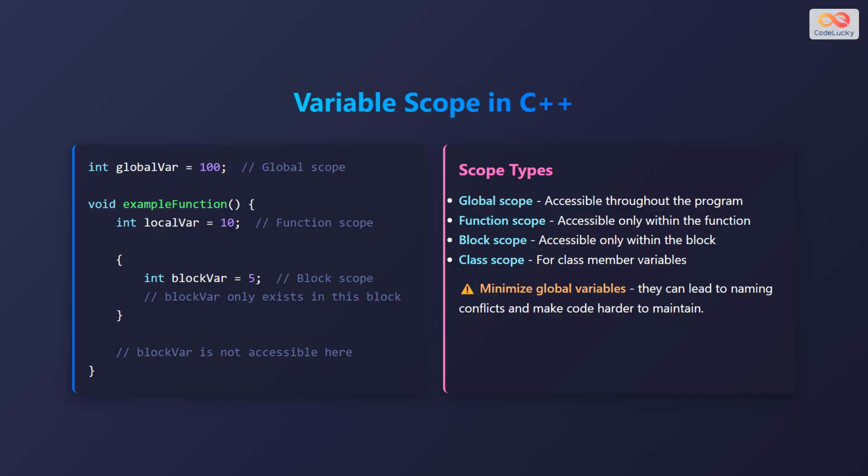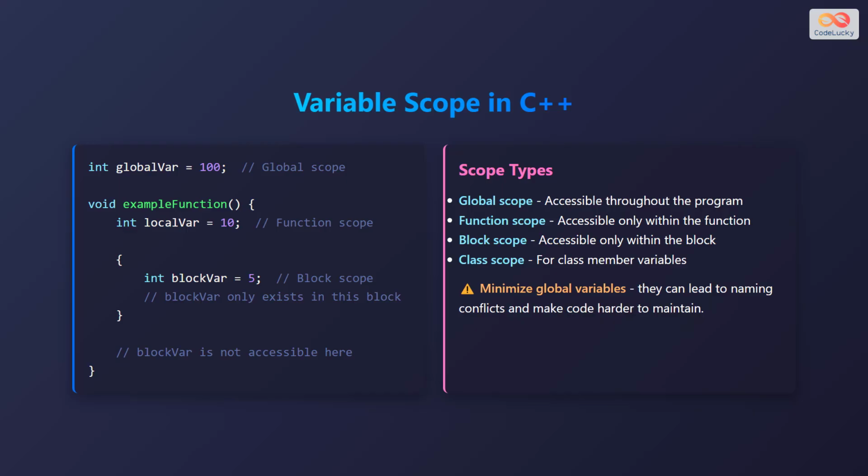Variable scope determines where a variable can be accessed within a program. C++ has different types of scopes, including global scope, function scope, block scope, and class scope. A variable declared outside any function or class has global scope and can be accessed throughout the program. A variable declared inside a function has function scope and can only be accessed within that function.